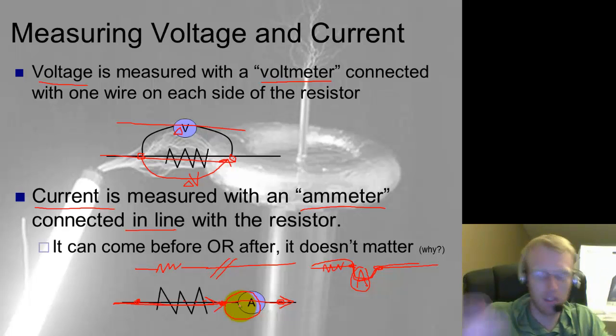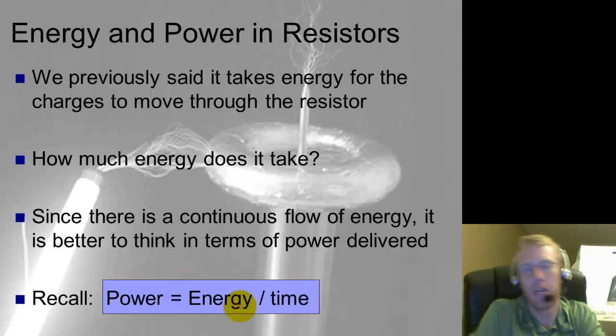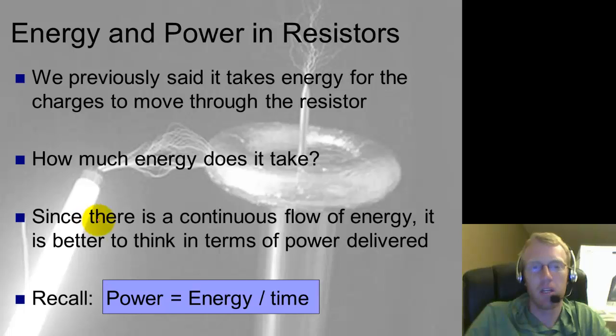And that, to me, makes sense, or helps me think about it. Okay. So now that we're talking about energy and power, we can see how much energy is actually used up when the electrons or charges pass through a resistor. So we previously said it takes energy for charges to move through a resistor. How much does it take?